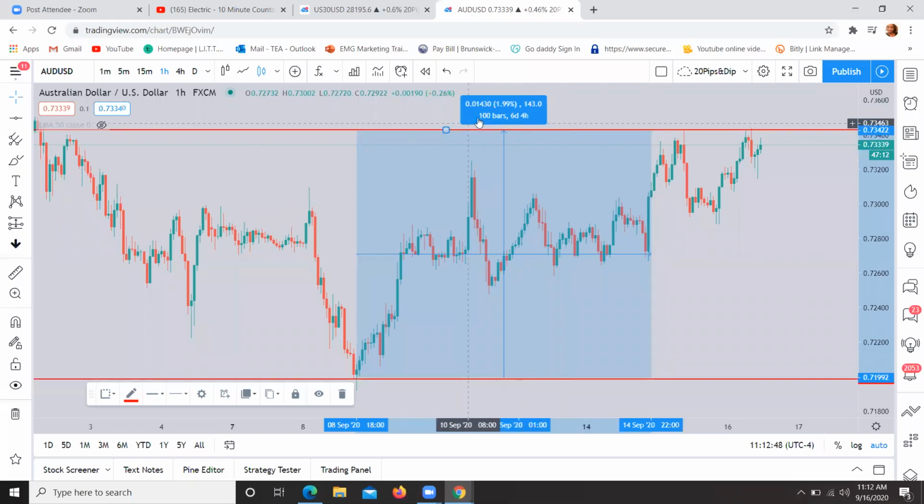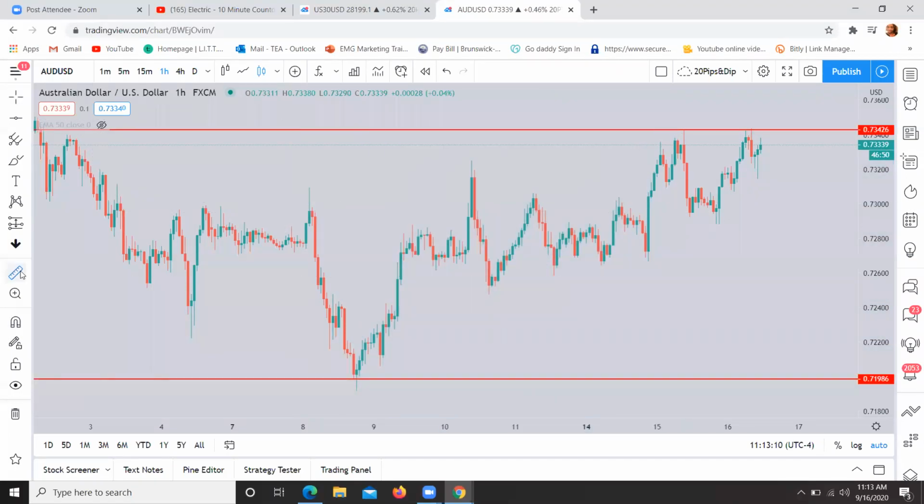I also want you to understand something else about this measurement tool. It says 100 bars, and then 6 days, 4 hours. So it actually gives you a little bit more information. How long did it take to get from here to here? 6 days and 4 hours. That's the measurement tool.